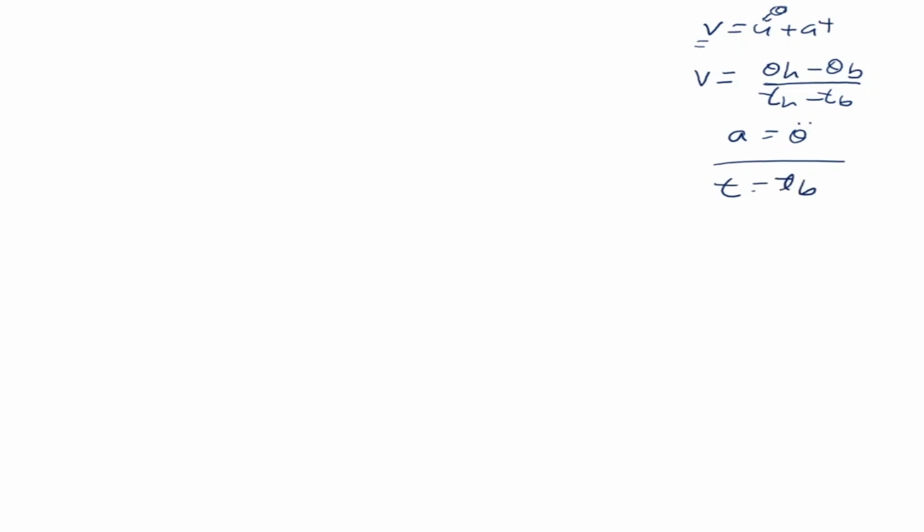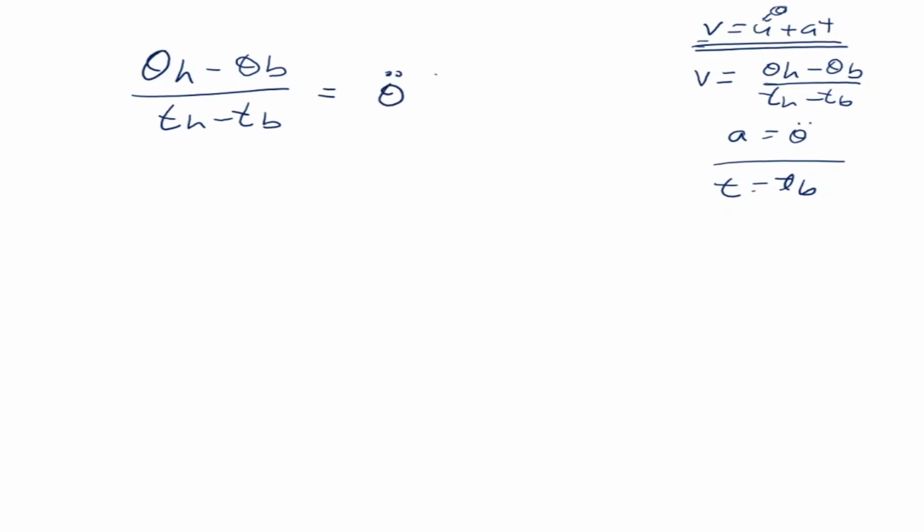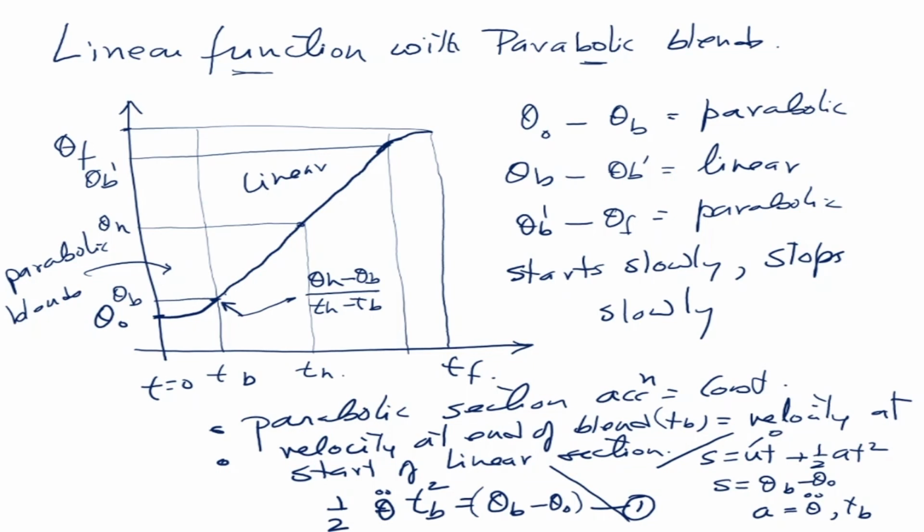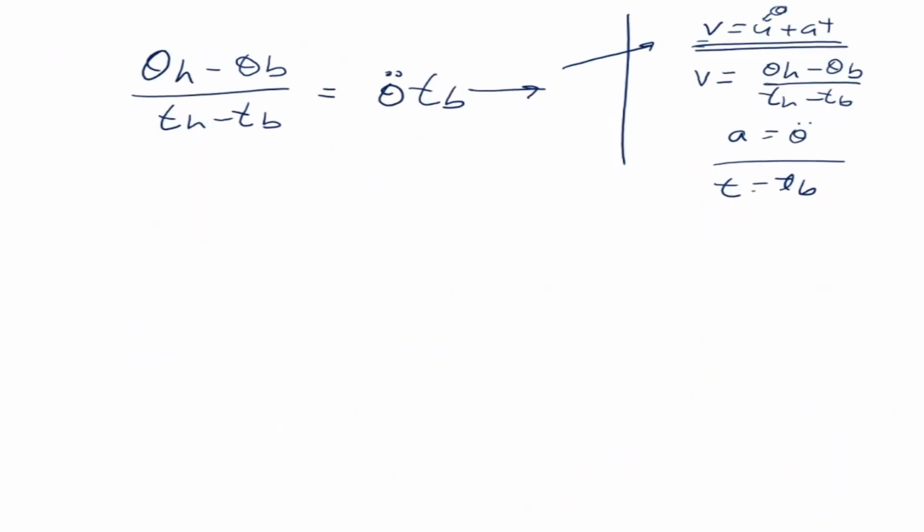Right. Now from this equation, u is 0. So v is equal to theta h minus theta b divided by th minus tb, which is equal to at. What is a? It is equal to theta double dot into tb. Okay, so this we are getting from this equation. So we have two equations now. That was equation number 1, and this is my equation number 2.